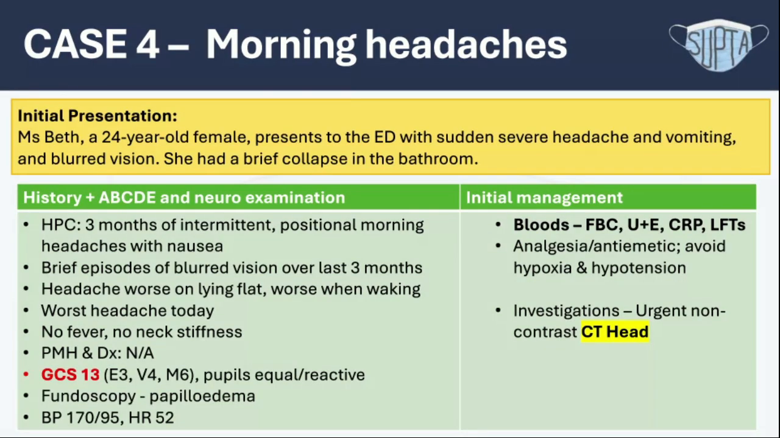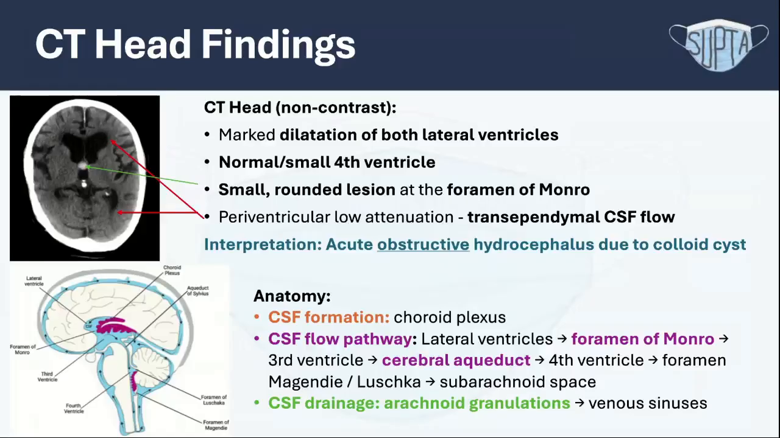The key investigation, again, is an urgent non-contrast CT head, no need to explain that further. We need to do urgent imaging anyway before we do anything more invasive. In terms of CT head findings, it's a non-contrast CT head that shows marked dilatation of both lateral ventricles, while the fourth ventricle is normal or small. The lateral ventricles look a bit like Mickey Mouse ears, and it's a classic sign of gross ventriculomegaly. So the lateral ventricles become big.